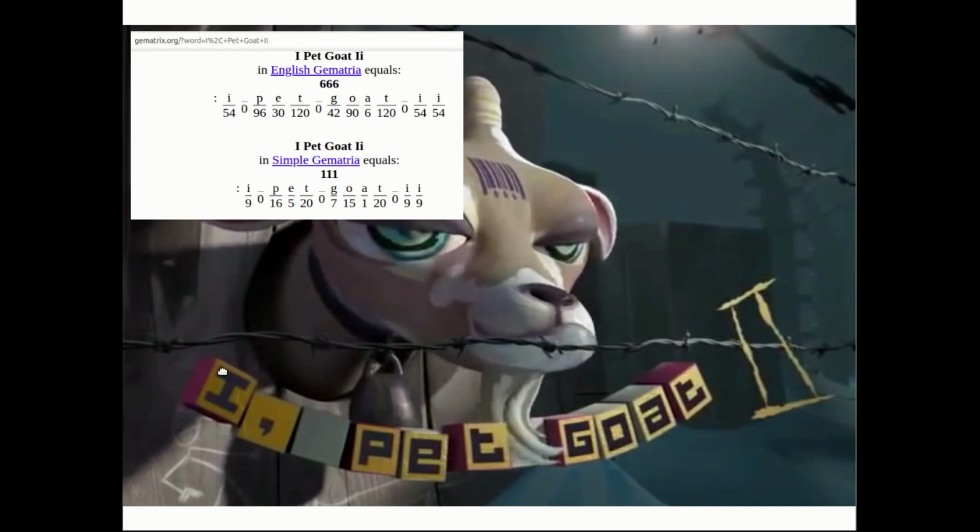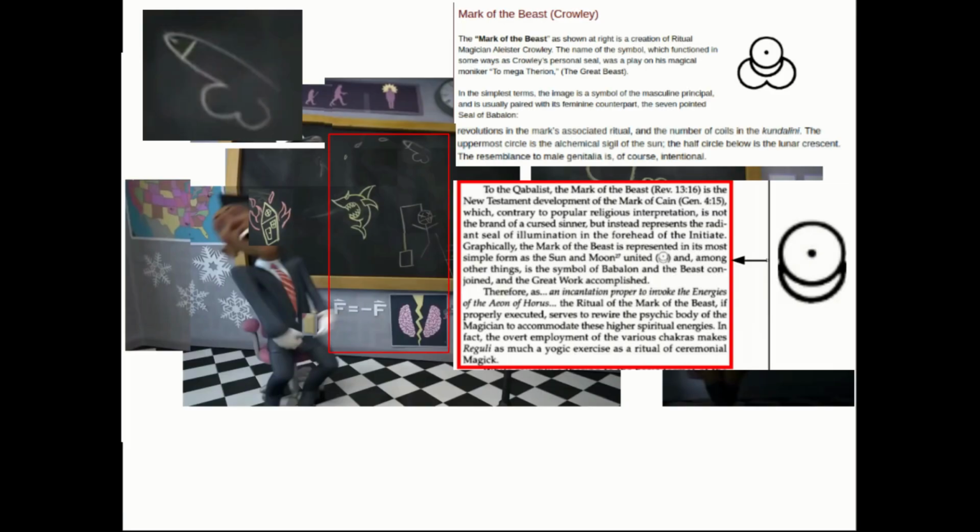This is a clear theme, again, of the iPet Goat video, and if there's going to be a theme of the video as the Mark of the Beast, it doesn't make any sense, neither biblically when we talk about the Mark of the Beast, nor in their own theories, as in the occult, to talk about a Mark of the Beast without a beast or the Whore of Babylon. So that's all going to be a part of this video, and a correct interpretation of the video will include those elements.